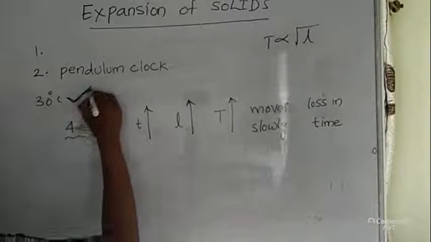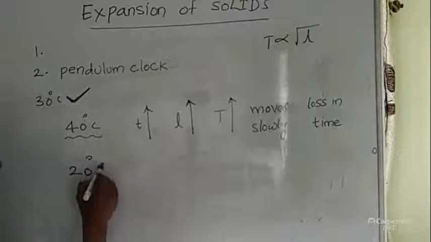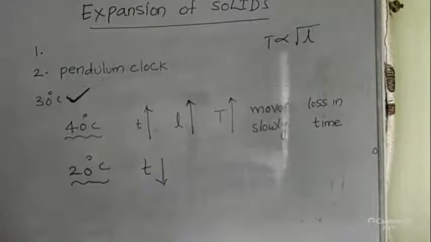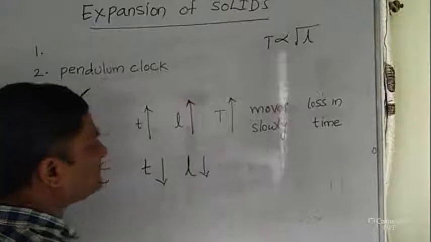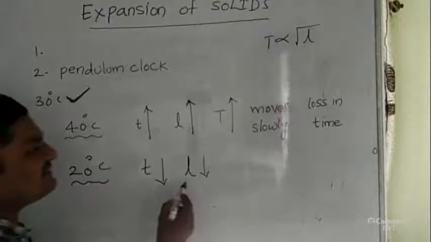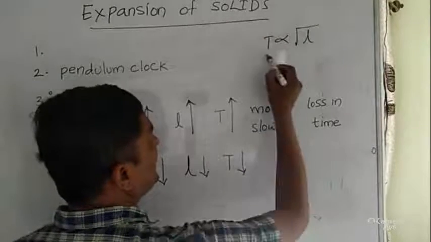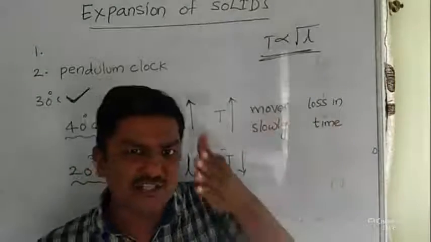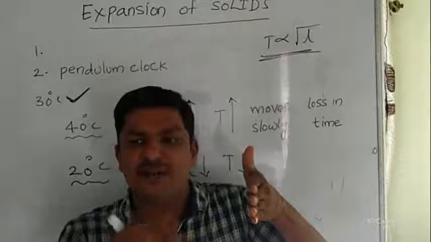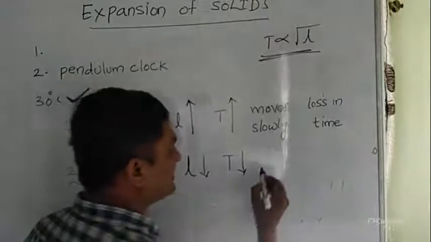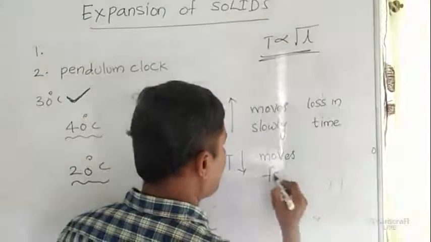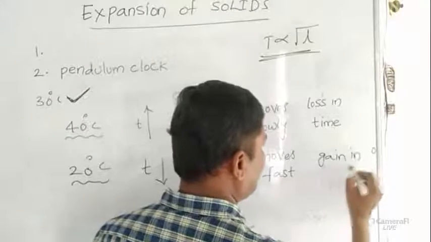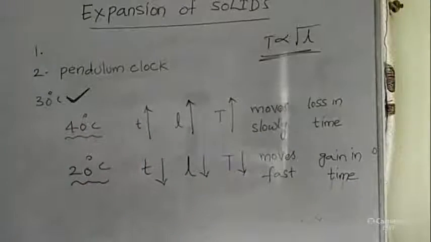Next, the pendulum clock is calibrated at 30 degrees centigrade and it is used at 20 degrees centigrade. That means the temperature decreases and it contracts, the length of the pendulum decreases. If the length of the pendulum decreases, the time period also decreases because T is proportional to root L. Previously the time period of oscillation was 1 second. Now it is taking 0.8 seconds only. So the watch moves faster. If the watch moves faster, there is a gain in time.